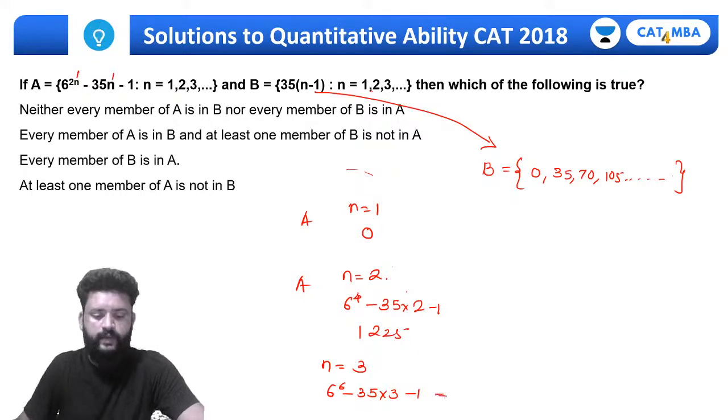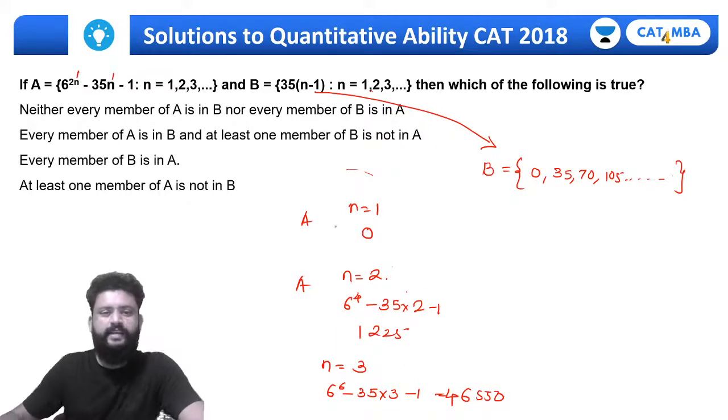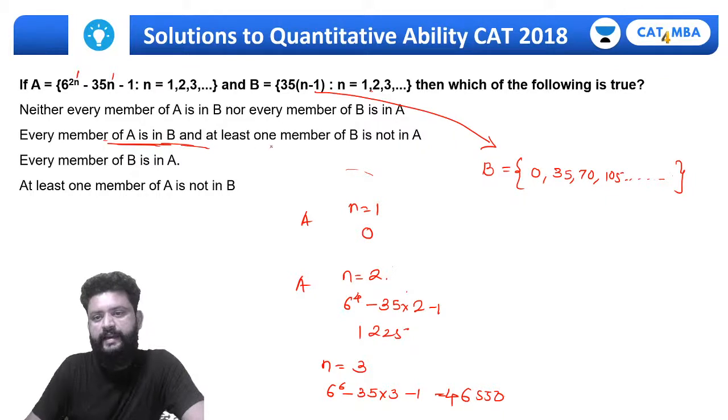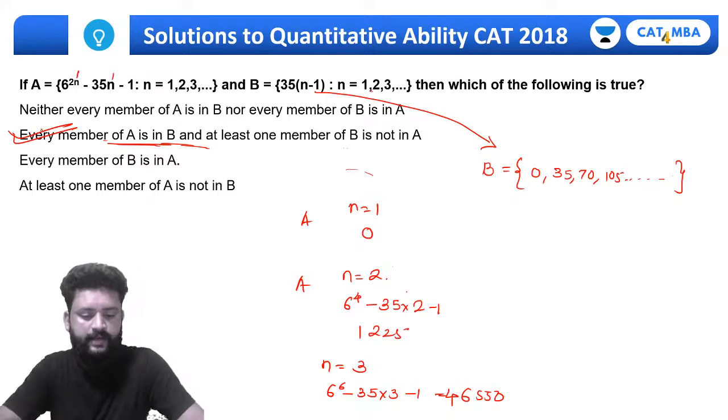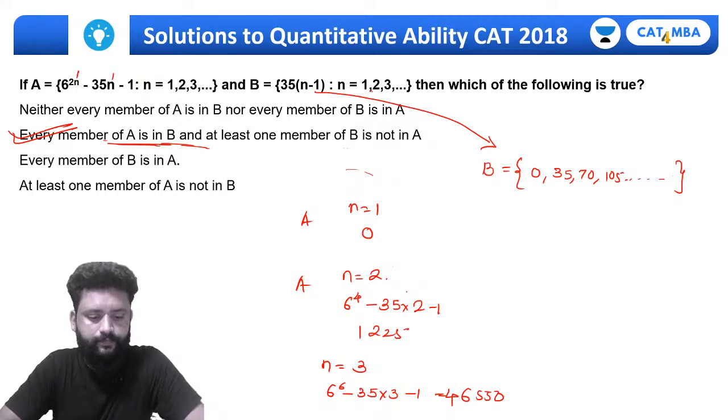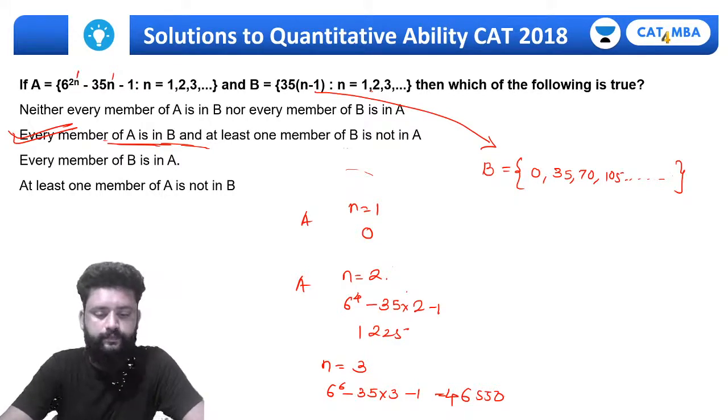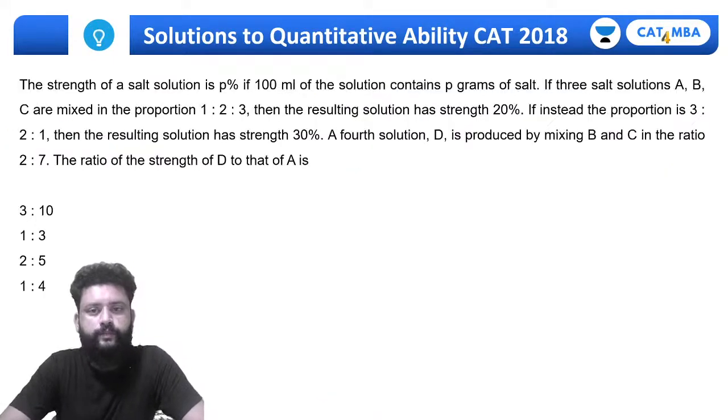If you calculate this, you get 4, 6, 5, 5. Anyways, you can simply check and conclude that every member of A is in B and at least one member of B is not in A. One is the right answer. Go for the next one.